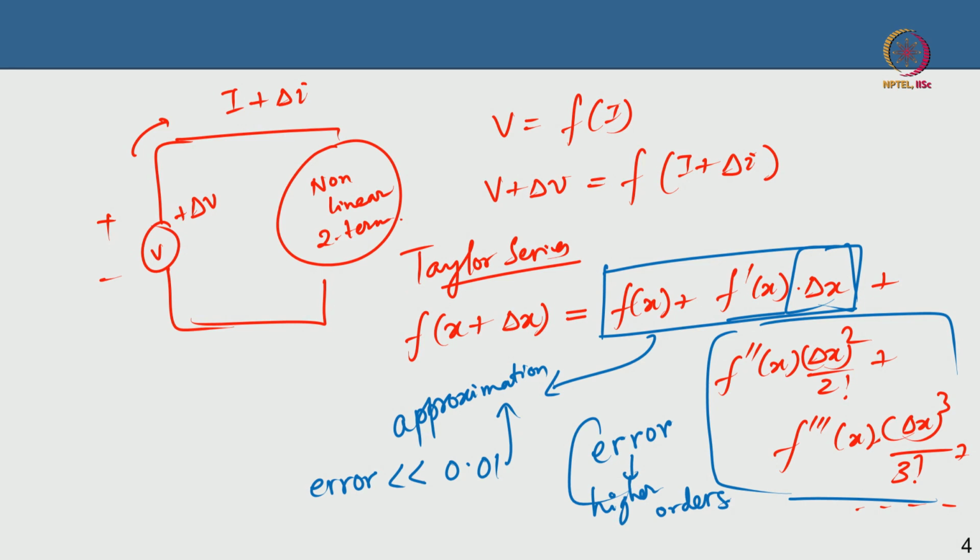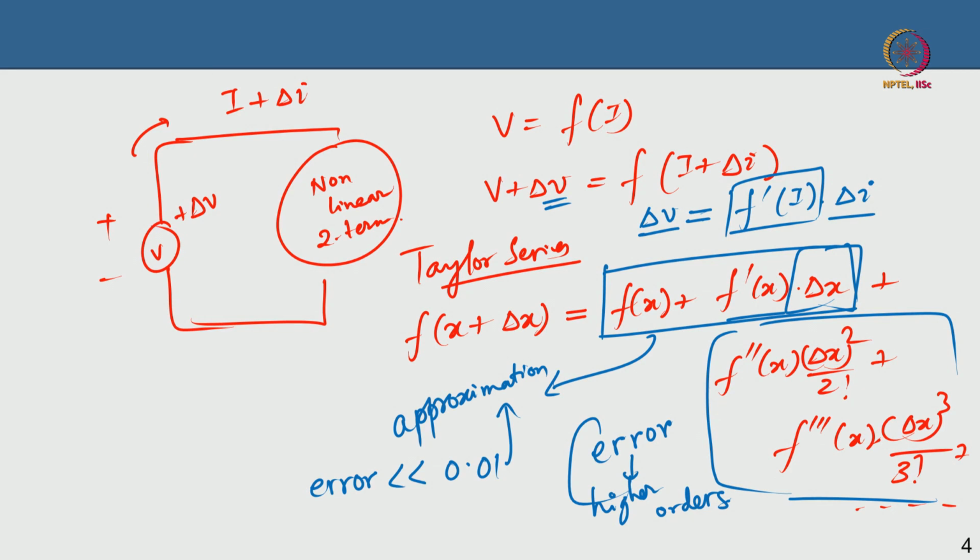So now what I can do is express this delta V. I take inspiration from this Taylor series, and I say it is f dash of I into delta I, right. So the voltage perturbation is related to the current perturbation with this f dash of I.